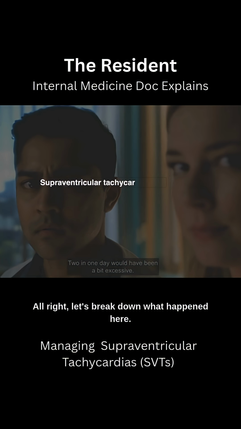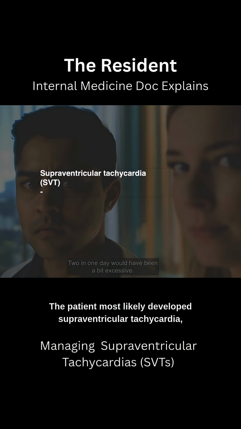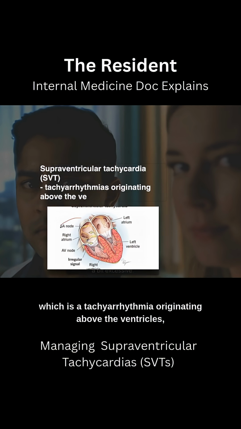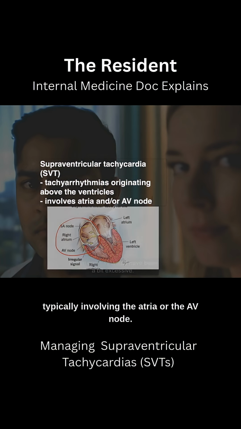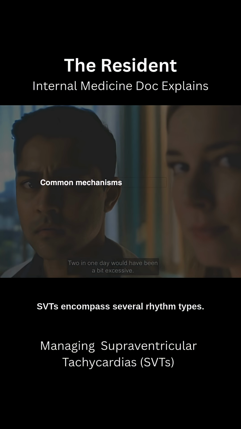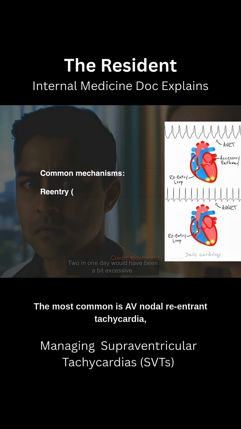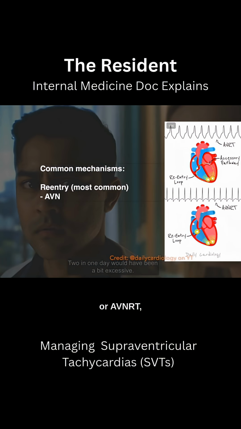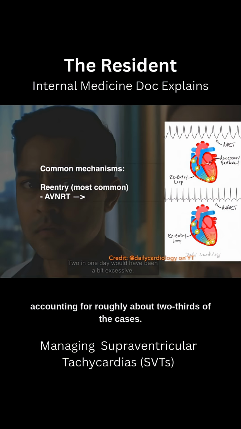Alright, let's break down what happened here. The patient most likely developed supraventricular tachycardia, or SVT, which is a tachyarrhythmia originating above the ventricles, typically involving the atria or the AV node. SVTs encompass several rhythm types. The most common is AV nodal reentrant tachycardia, or AVNRT, accounting for roughly 2/3 of the cases.